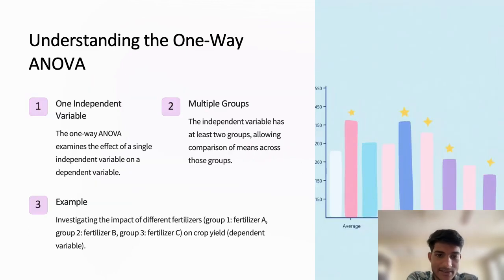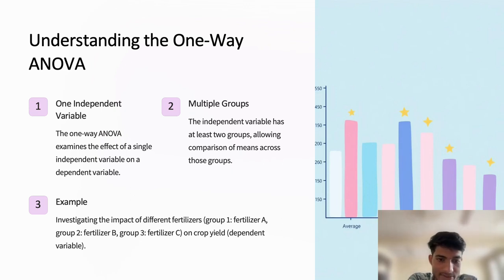So here we'll understand the one-way ANOVA technique. Number one, independent variable. Number two, multiple groups. Number three, and the last, an example of ANOVA. One independent variable: the one-way ANOVA examines the effect of a single independent variable on a dependent variable. Multiple groups: the independent variable has at least two groups, allowing comparison of means across those groups.